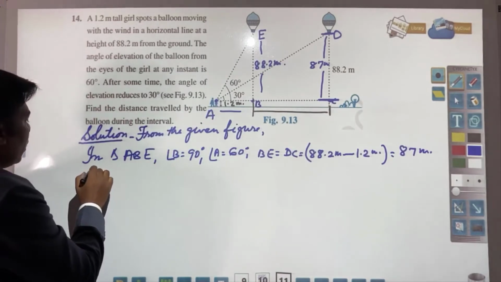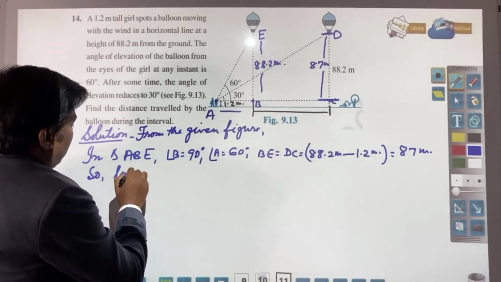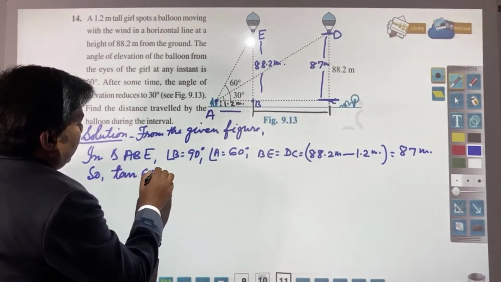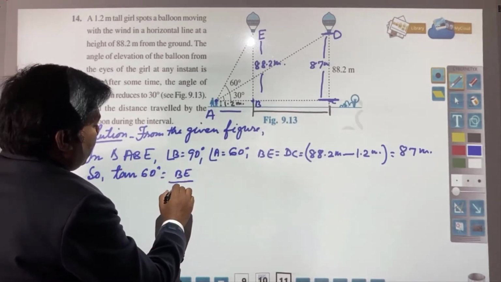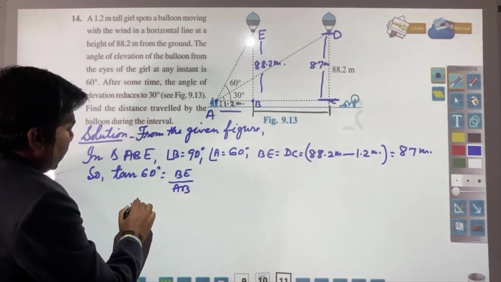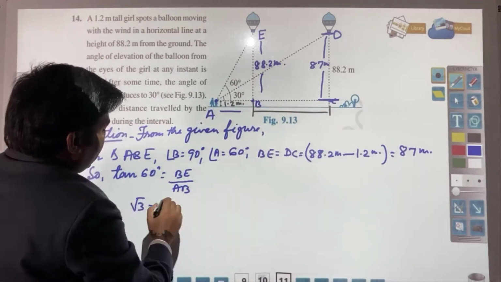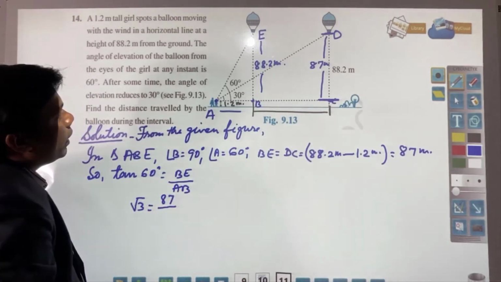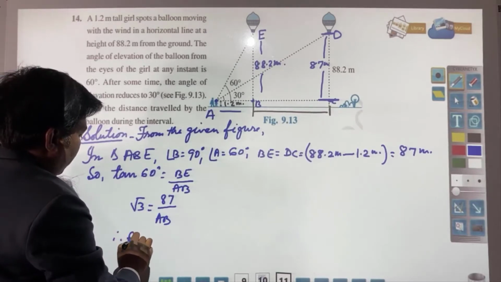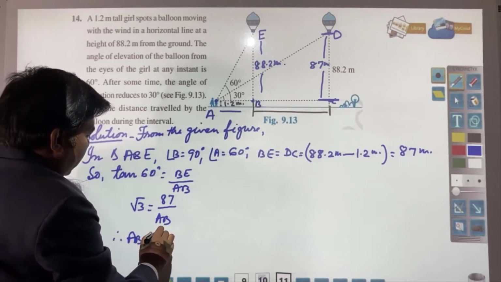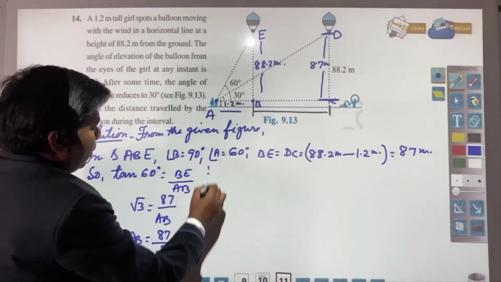Now tan 60 degrees is equal to BE divided by AB. Tan 60 we know is root 3. BE is 87, divided by AB. We need to find AB, and therefore AB will be 87 by root 3. So we have got AB.